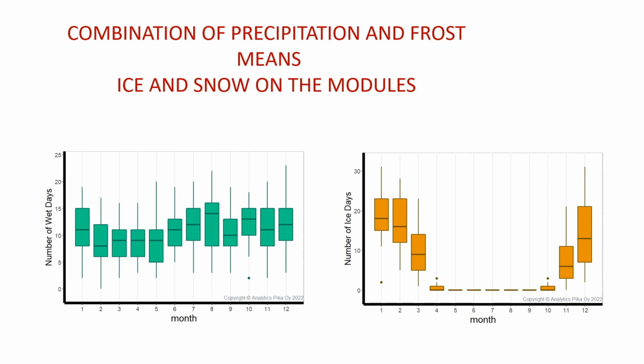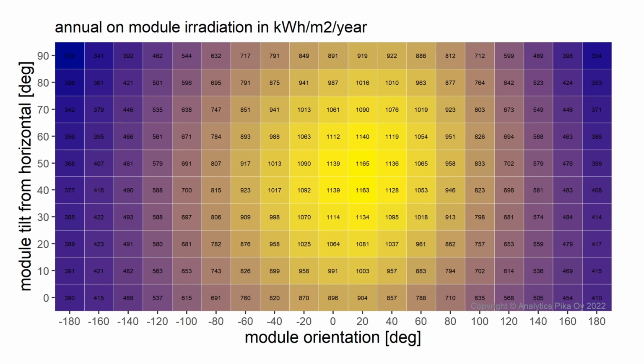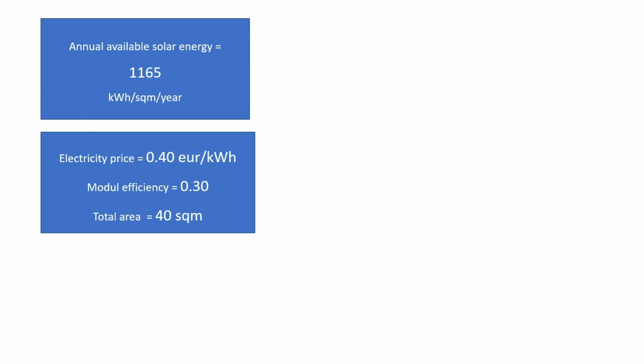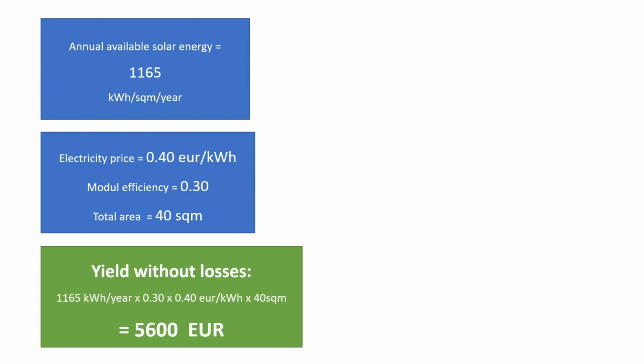Let's translate the ice and snow issue into monetary terms. At the optimum mounting tilt of 50 degrees and orientation of 20 degrees to the west, because our location has better afternoon sun, we could be getting 1,165 kilowatt-hours per square meter per year, assuming accessible position where ice and snow can be cleared regularly. With even a very modest electricity price of €0.40 per kilowatt-hour, average panel efficiency of 30%, and 40 square meters total module area, our location could produce annually about €5,600 worth of electricity.